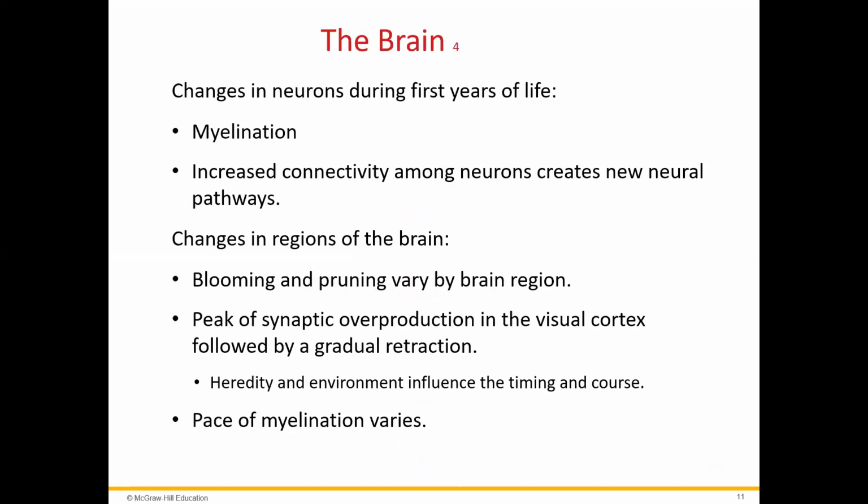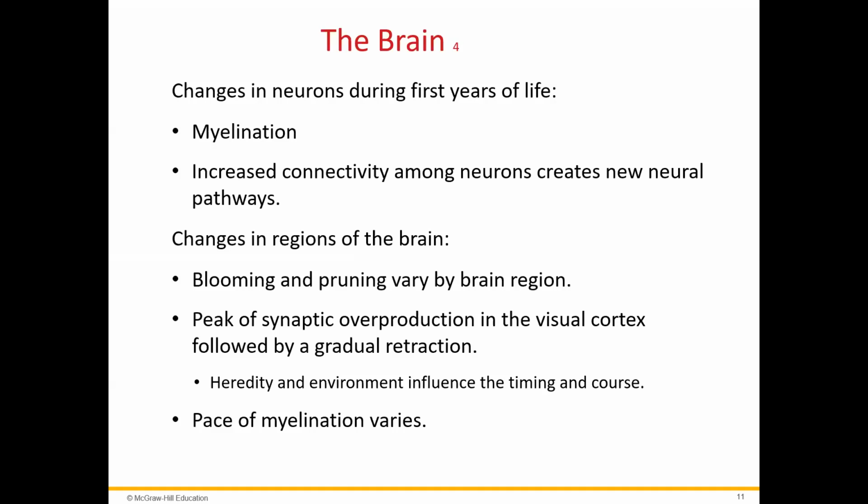So, some changes in neurons during the first years of life. Okay, I already mentioned myelination, or actually I didn't say that actual term. Myelination means the process of myelinating an axon, building a myelin sheath. So it's encasing axons with fat cells. Once again, this increases speed and efficiency within neurons.